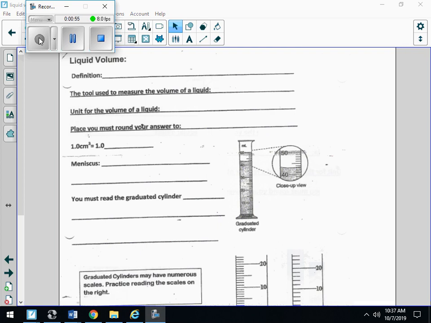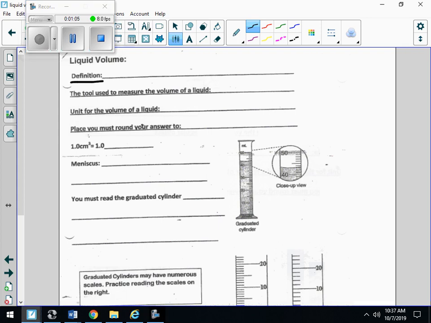So if I want to measure the volume of a liquid, I'm still measuring how much space it takes up, but I can't use a ruler. So the definition of volume is the amount of space something takes up. How big is it? How big it is. In what type of instrument? Let's find out. The amount of space something takes up.